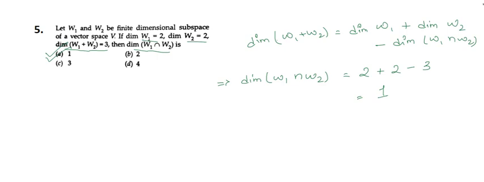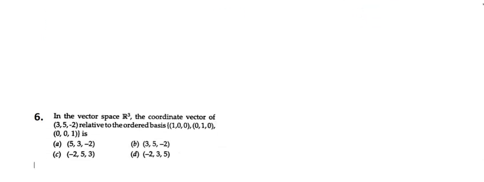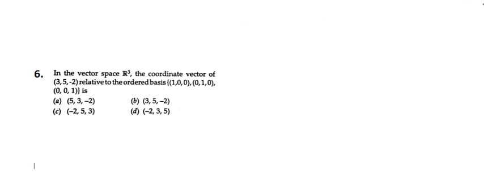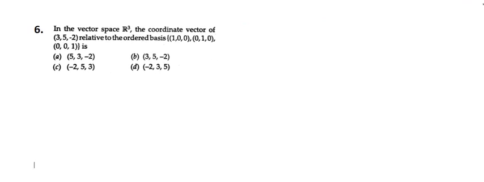So now let's proceed to question number 6. So this is our question number 6. It says in the vector space R3, the coordinate vector of (3, 5, minus 2) relative to the ordered basis (1, 0, 0), (0, 1, 0), (0, 0, 1) is.